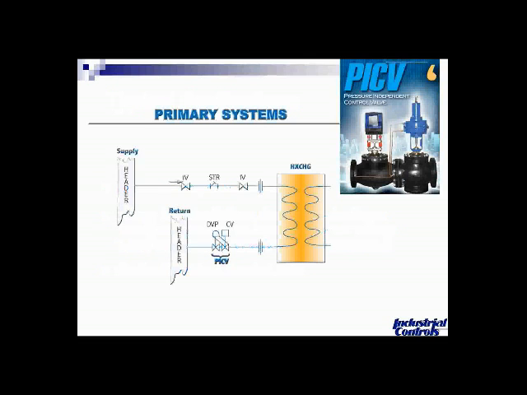The next slide is going to actually show you just a simple primary system where the supply, in this case, let's say if it's a chilled water, would actually go through the heat exchanger. It will come back to the pressure-independent control valves and back to the return header.